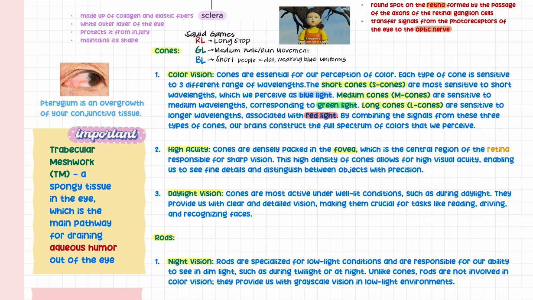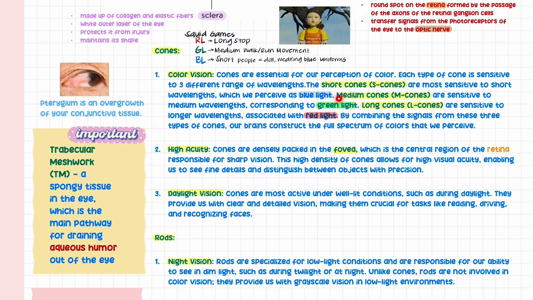And what color is their uniform? What color are they wearing? They're wearing a blue uniform. Now, that reminds me that short cones are for blue light because the short people in Squid Games are wearing blue. Next, medium cones are sensitive to green light.